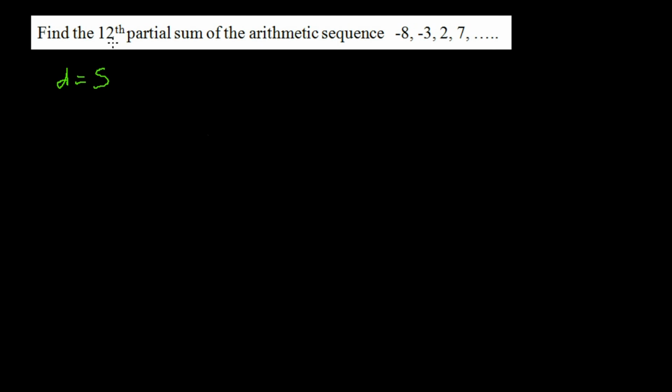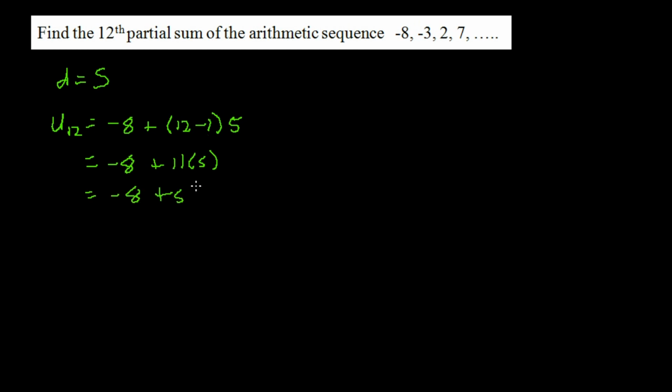And since we're looking for the 12th partial sum, we want to know the value of the 12th term. So we can use the explicit form of an arithmetic sequence to find it. So u sub 12 is equal to the first term plus 12 minus 1 times the common difference. And we just simplify this. Negative 8 plus 11 times 5, which is negative 8 plus 55, which is 47. So the 12th term is 47.